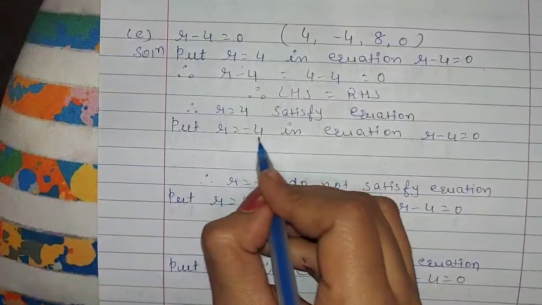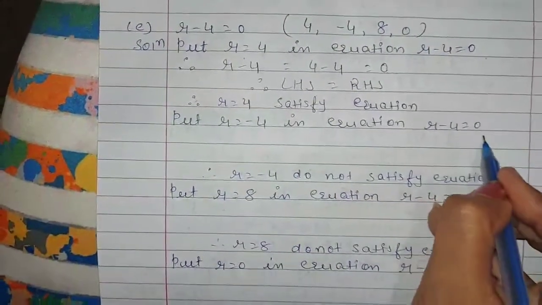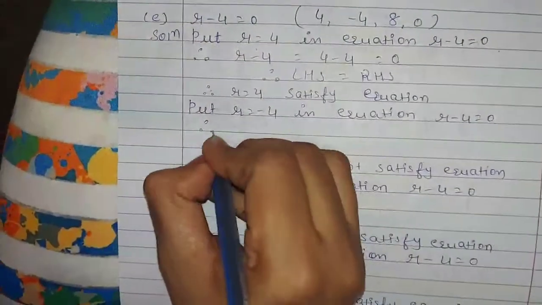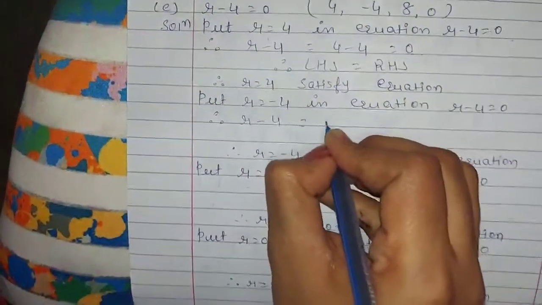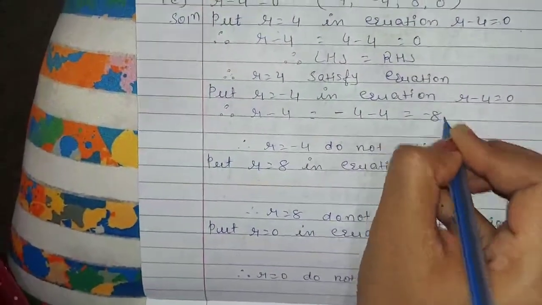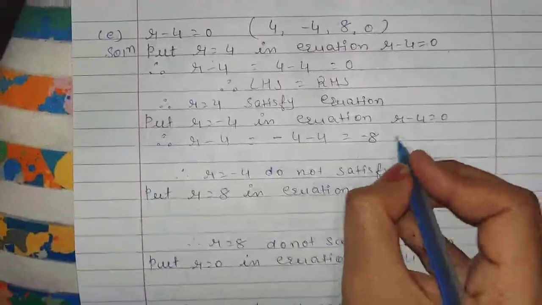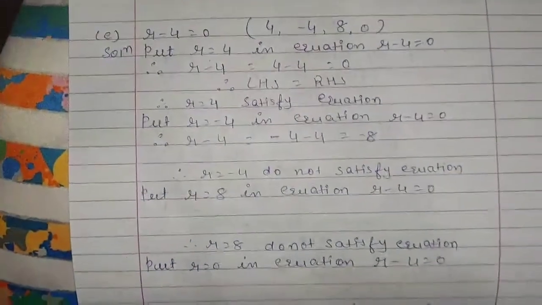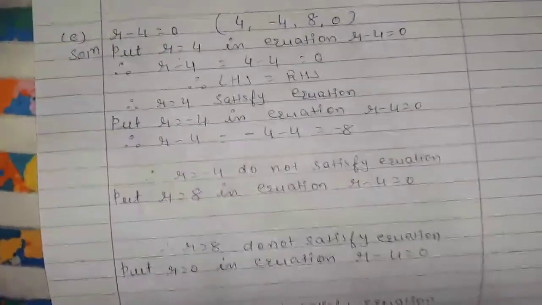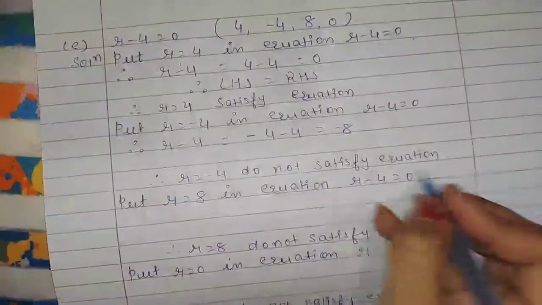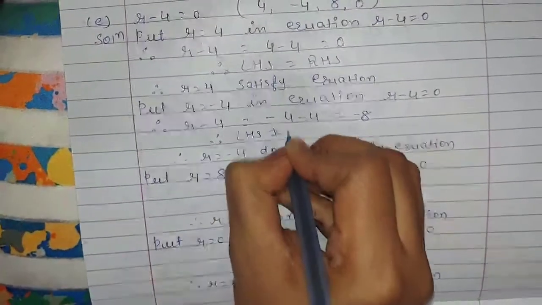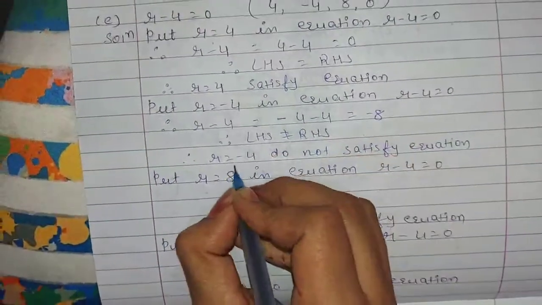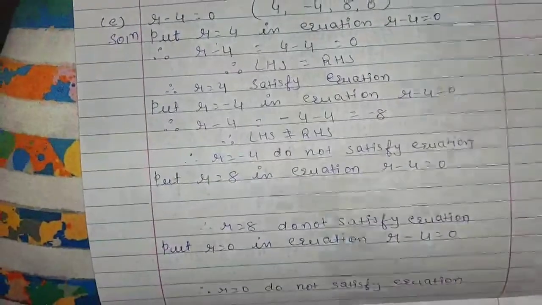Put r equals to minus 4 in equation, r minus 4 equals to 0. Therefore r minus 4, but we have to put r equals to minus 4. So minus 4 minus 4 equals to minus 8. Minus 8 is LHS and RHS is 0. Hence both values are different. Therefore LHS is not equals to RHS. Therefore r equals to minus 4 do not satisfy equation.